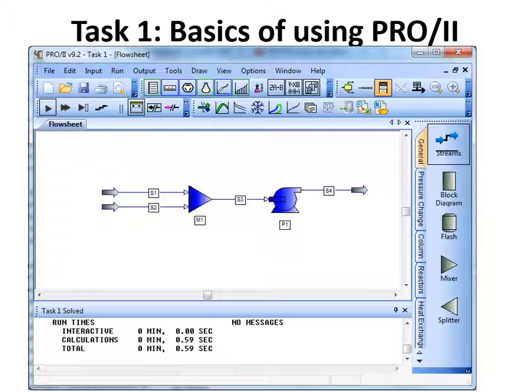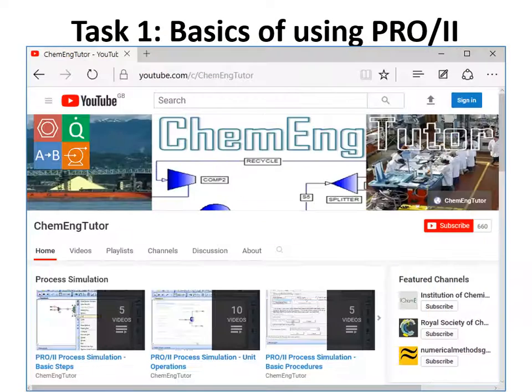There were 2 streams being mixed and then going into a pump, so quite trivial really, but what was important was the learning that was happening in terms of seeing these 7 steps in action. And there were videos to support this, so a series of videos that took them through step by step to see how to follow the 7 steps.